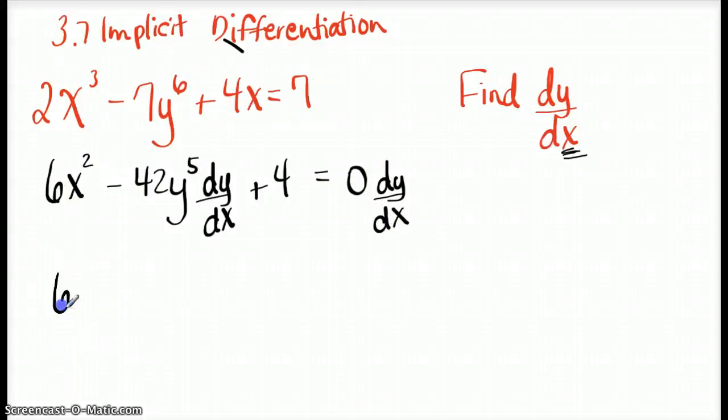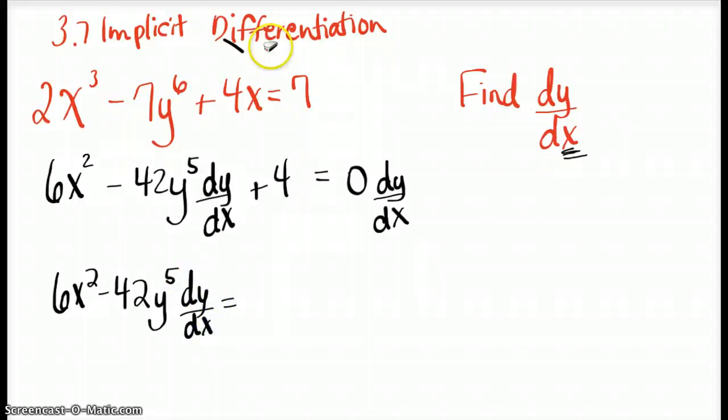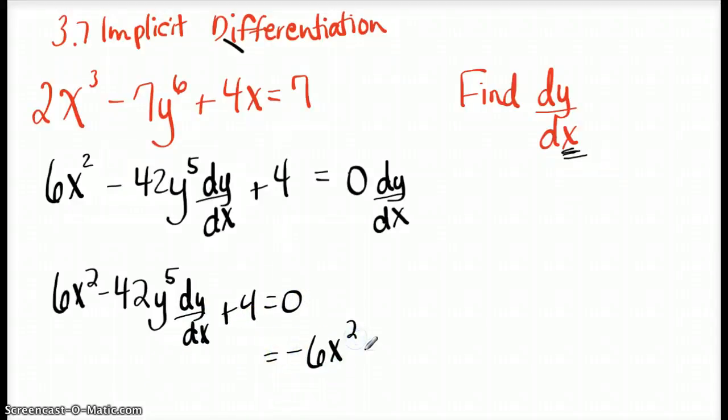All right, so my problem said to find dy dx. So I need to solve for dy dx. So what do I do? Can I do that in one step? Subtract 6x squared. Subtract 4. Divide by negative 42.